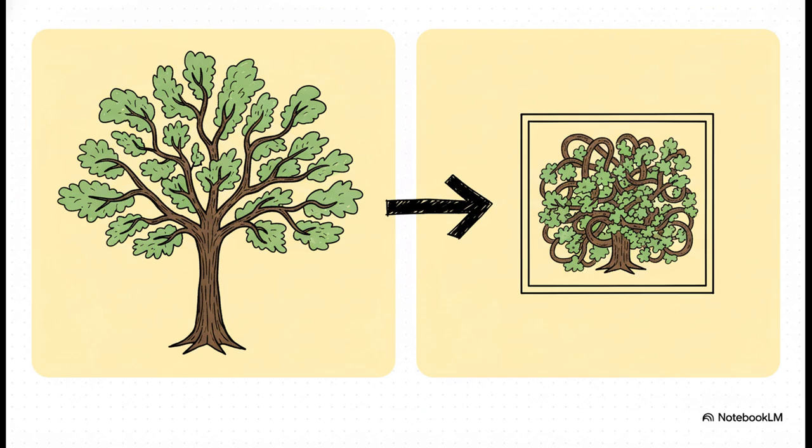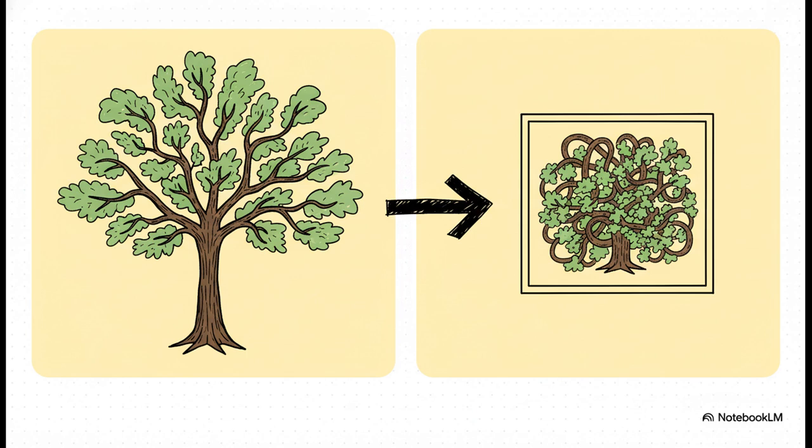Okay, problem number one is something the paper calls the geometric capacity bottleneck. Just look at the slide. On the left, you've got this complex branching structure, kind of like a family tree. Now imagine trying to cram that whole thing into the flat square grid on the right. It just doesn't fit, right? It gets all squashed and twisted.